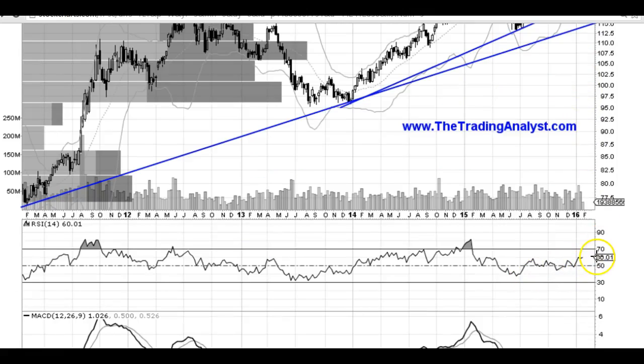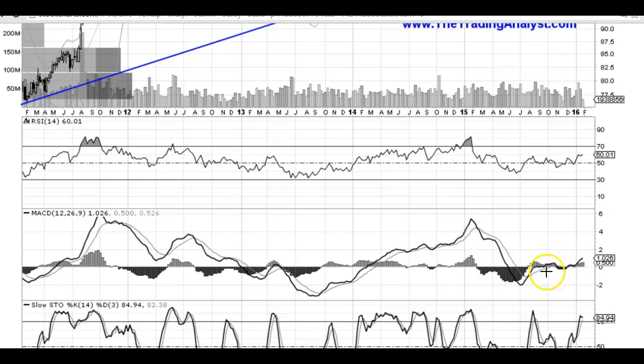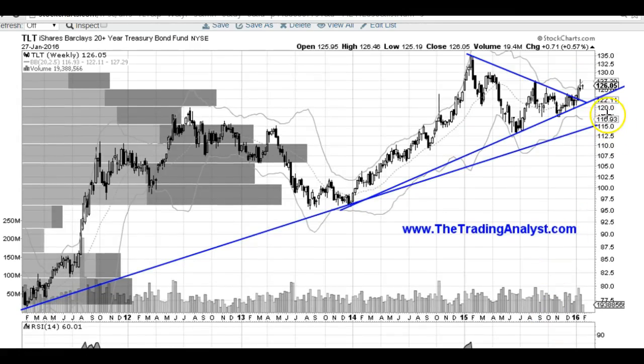We've got room on the RSI. It's only at 60. Over here, the RSI got up to about 85. About 86 or 87 right there on the RSI. We've got room on the MACD as well, so everything's setting up for higher prices.